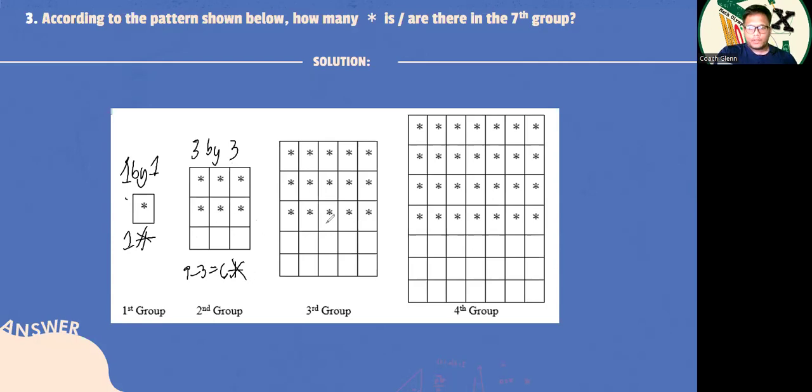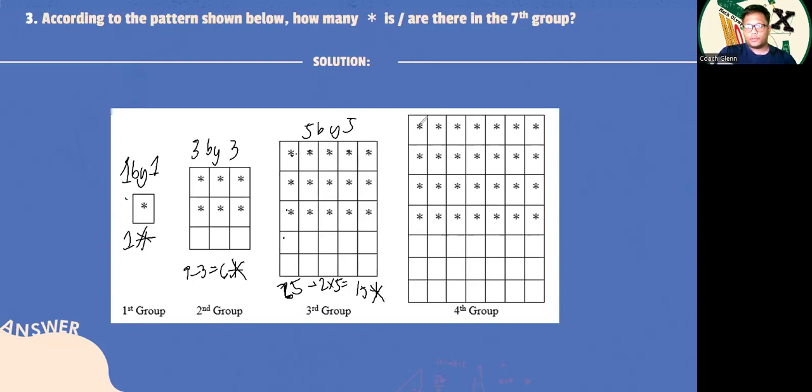On the third figure, we have 1, 2, 3, 4, 5. So 5 by 5. And 2 parts of it are without asterisk. So that becomes 5 times 5, 25, minus 2 times 5, or 10. So that becomes 25 minus 10, so that's 15 asterisks, okay?